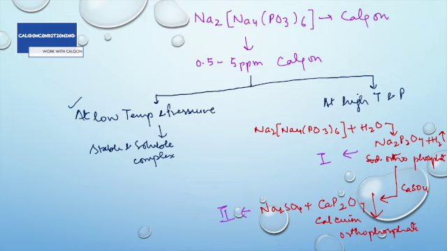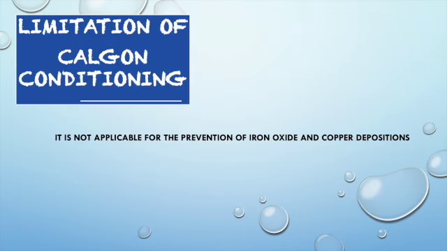But there is a limitation of this process, like we had the limitation of carbonate conditioning. What was that? It cannot be used in high pressure boilers. So here also we have a limitation for Calgon conditioning. Calgon conditioning is not applicable for the prevention of iron oxide and copper depositions.